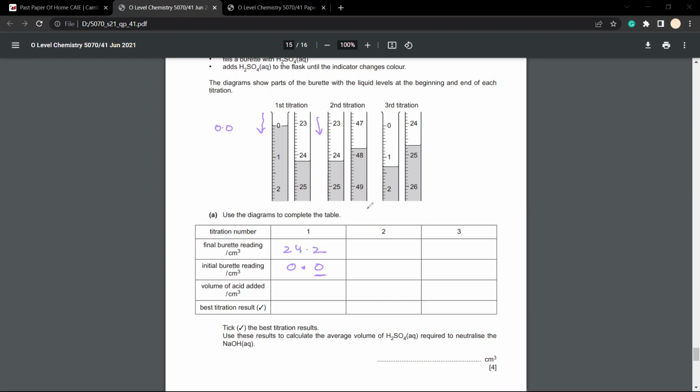Now the second titration, again upside down, the initial is going to be 24.2. When I perform the second experiment, I start from 24.2, and the color change will be seen when I add 47 points. How much is it? 47.8 cm cube, right? The third titration shows that the initial I have 1 point, I'm reading upside down, so this is showing 1.3, and the final is going to be 24. On reading it upside down, it's going to be 24.7.